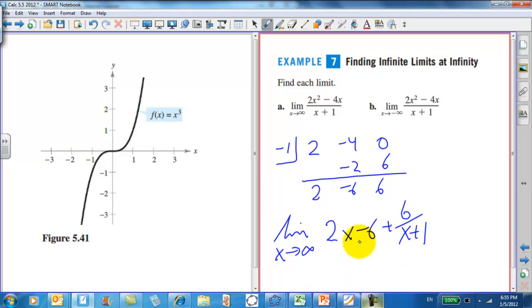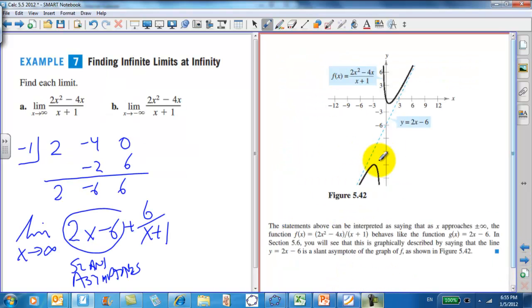So basically this thing is going to act like 2x minus 6, like this line. In fact, this is the slant asymptote we looked at before, y equals 2x minus 6. I'm sorry, I have the wrong negative sign in there. Oh yeah, 2x minus 6 is our slant asymptote. And as x heads toward positive infinity, the limit of this function, 2x squared minus 4x over x plus 1, will equal positive infinity.